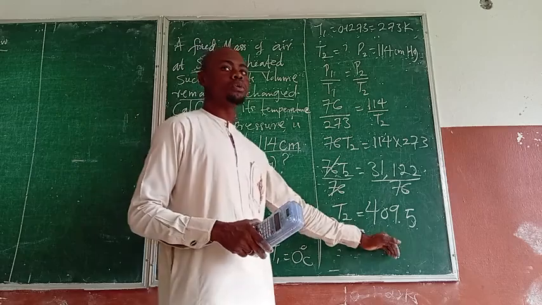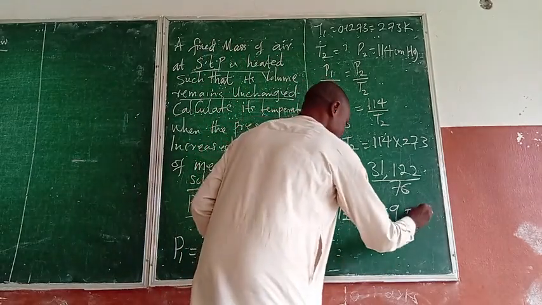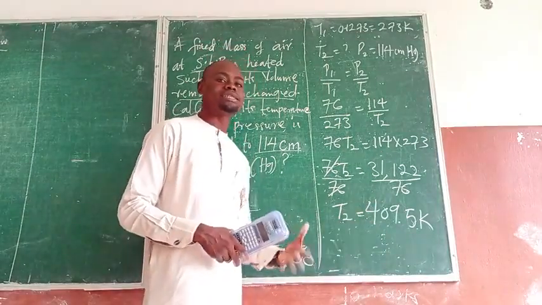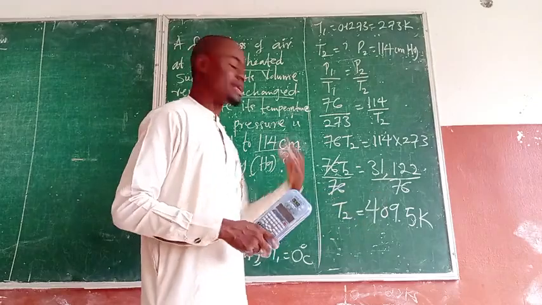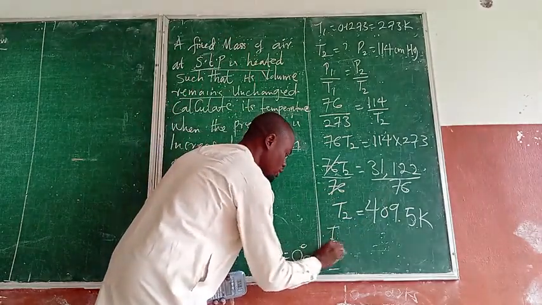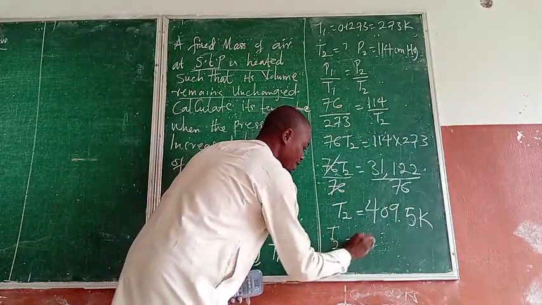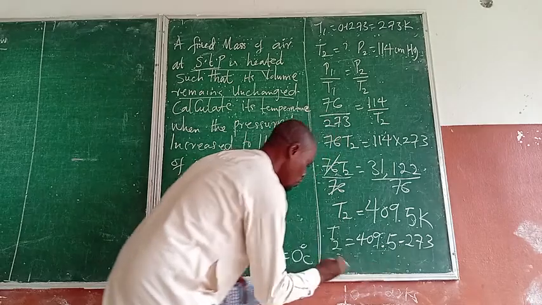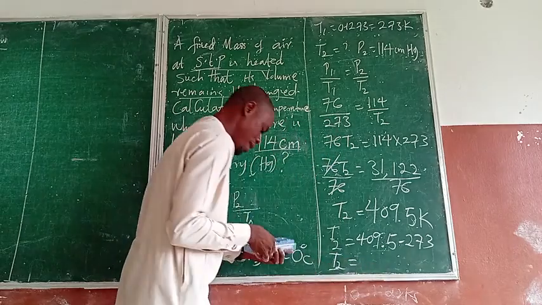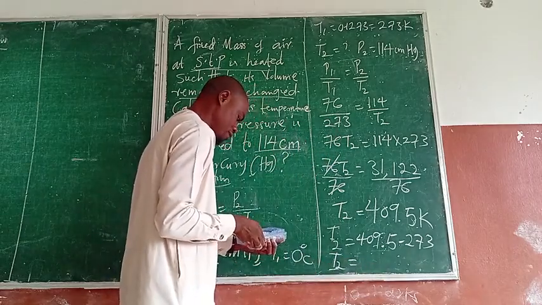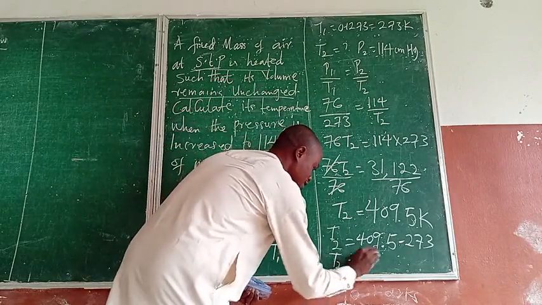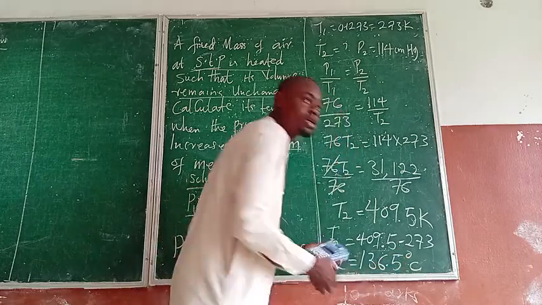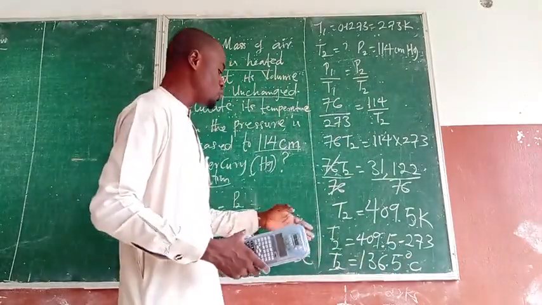The first temperature we converted to Kelvin, which means this one is also in Kelvin. So T2 is in Kelvin. We can decide to change it to degrees Celsius by subtracting 273, which is T2 is equal to 409.5 minus 273, which means T2 is equal to 136.5 degrees Celsius.